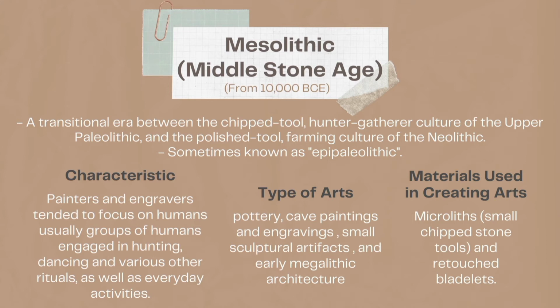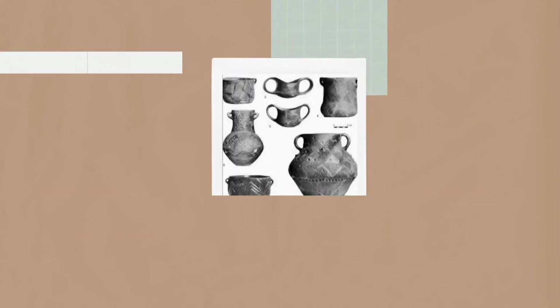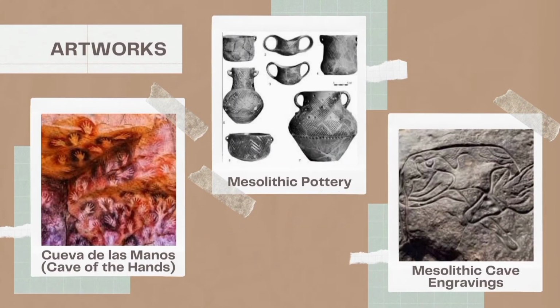the Neolithic era. Painters and engravers tended to focus on humans, usually a group of humans, who engage in hunting, dancing, and other various rituals, as well as their everyday activities. Their art was more on pottery, cave paintings and engravings, small sculptural artifacts, and early megalithic architecture.